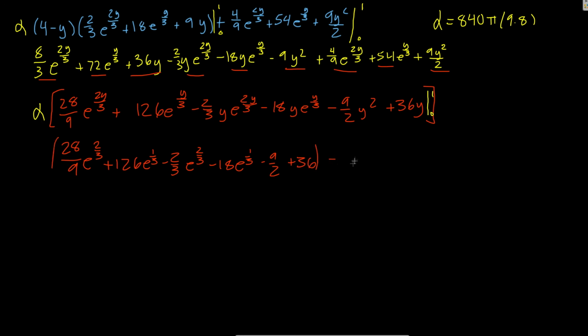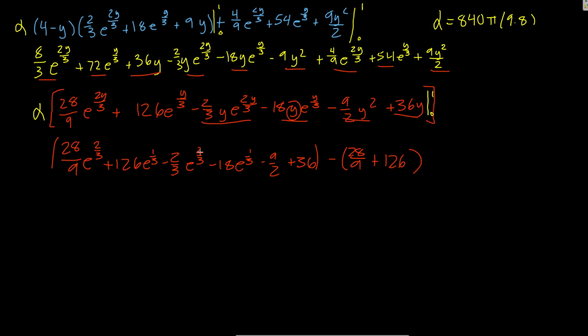And that's all going to be minus 28 over 9 times e to the 2 times 0 divided by 3, so this is just times 1, plus 126 to the 0th, which is 126, minus 2/3 times 0, this whole thing is 0 right here, 18 times, again, 0, minus 9 over 2, that's 0, and that's 0. Okay?